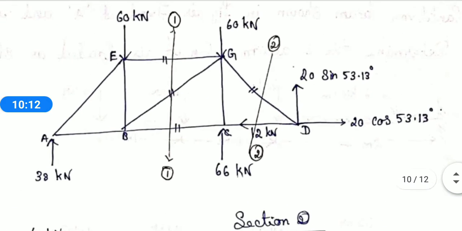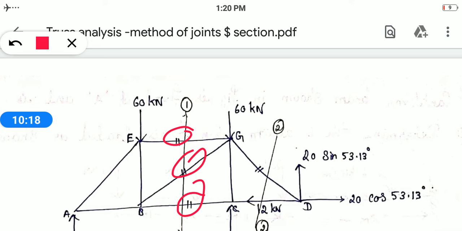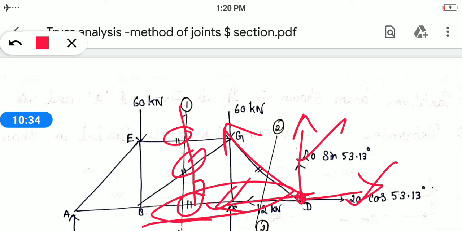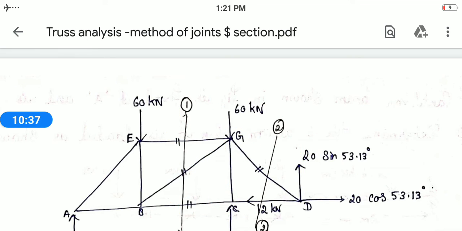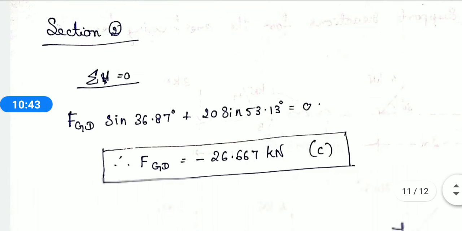See, the question asked you to find only four member forces, this one and this one. Already you had found these three using section 1. I'm going to take only this point now. This is your second section. In that second section you already got the value for BC. So three forces are known, only this force is unknown. So I am just substituting summation of V to find out the remaining force, that is F of GD, for which I got the value as minus 26.667 kilonewton, which is compression. This is the sum.